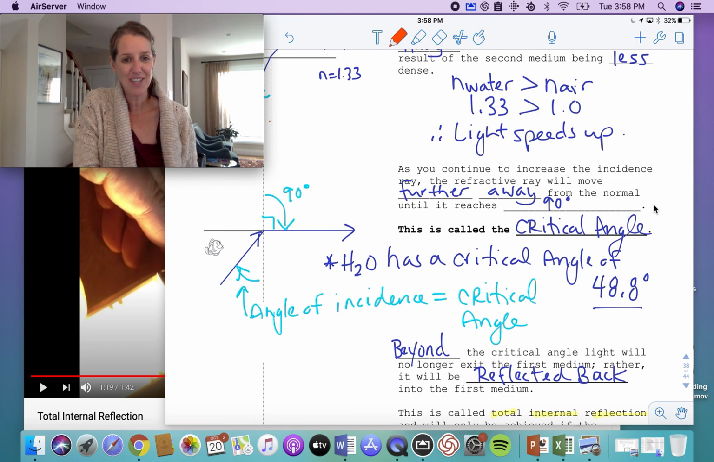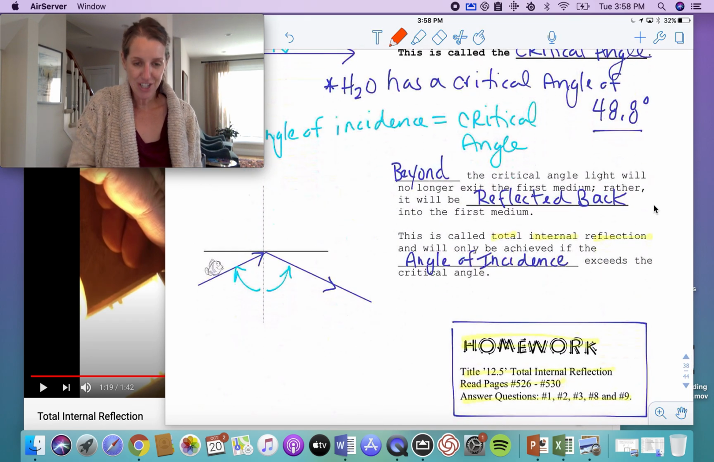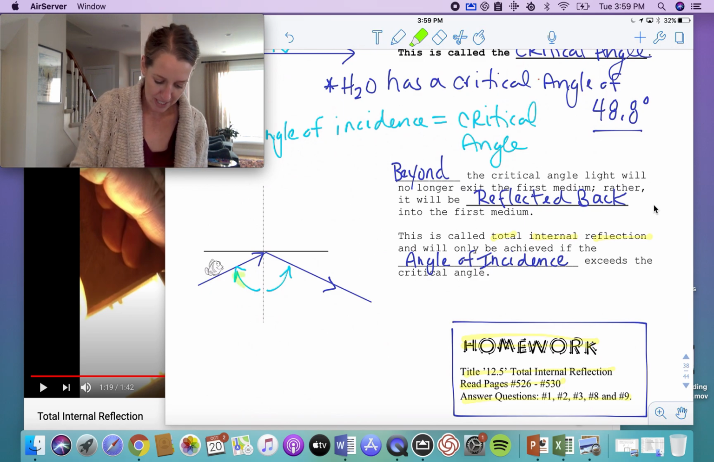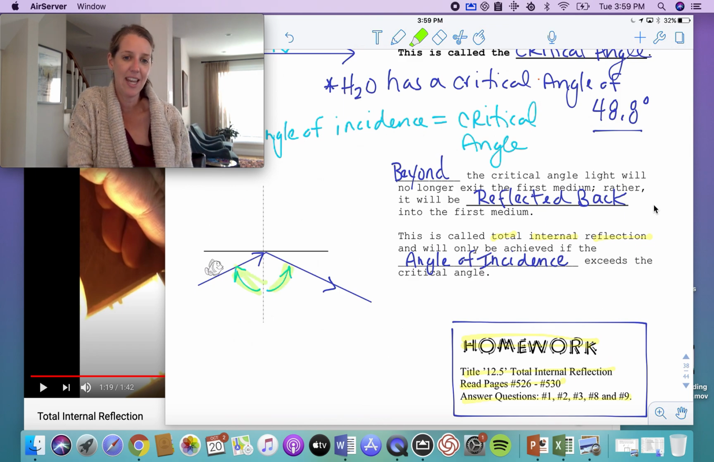So the angle of incidence is equal to the critical angle when it reaches that 90 degrees for the refracted ray. And then as you move that incident ray beyond the critical angle, it reflects back in, and the angle of incidence again would be equal to the angle of reflection. Does that make sense? Okay, that this angle right here is equal to this angle right here, and that obeys the law of reflection again, doesn't it?